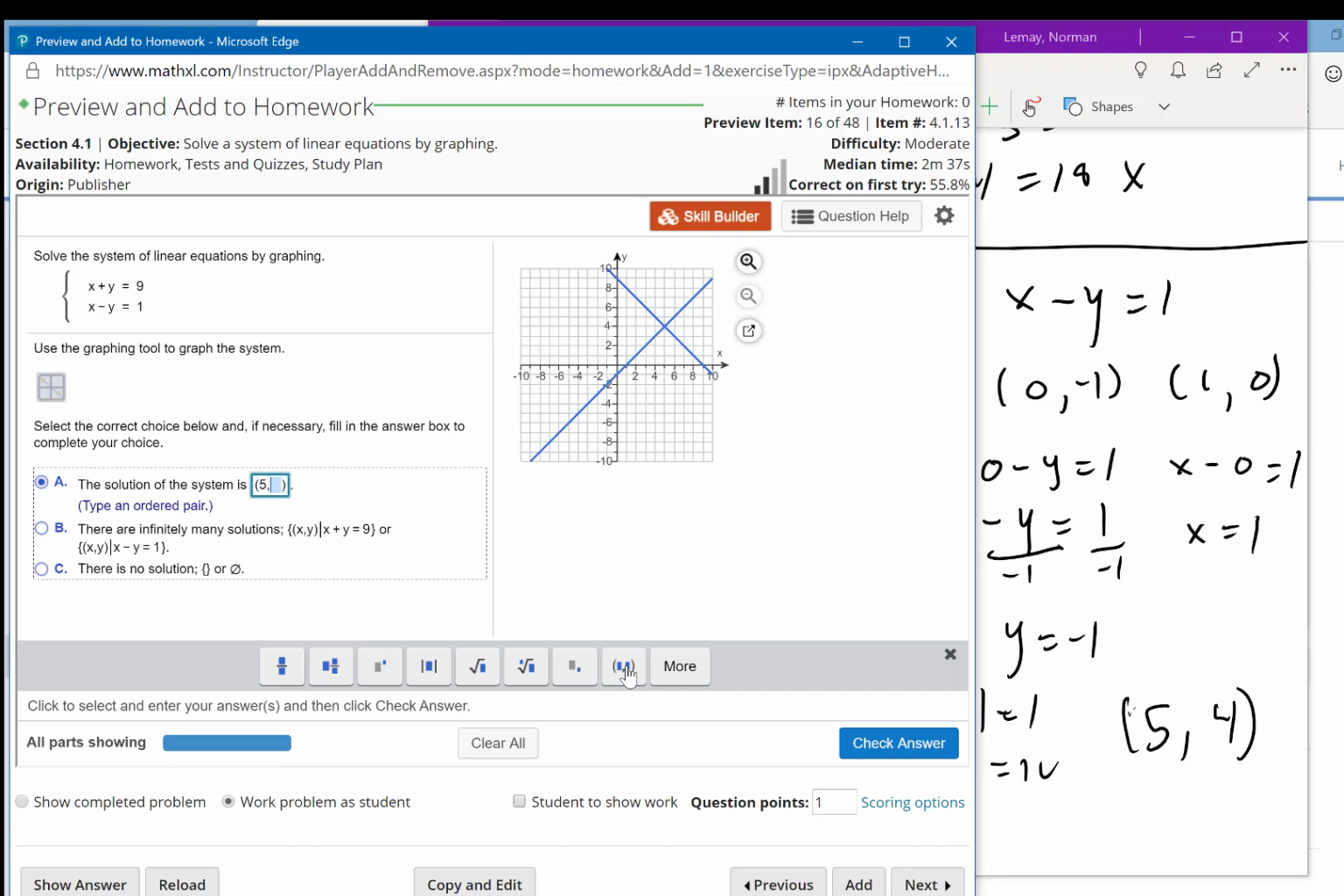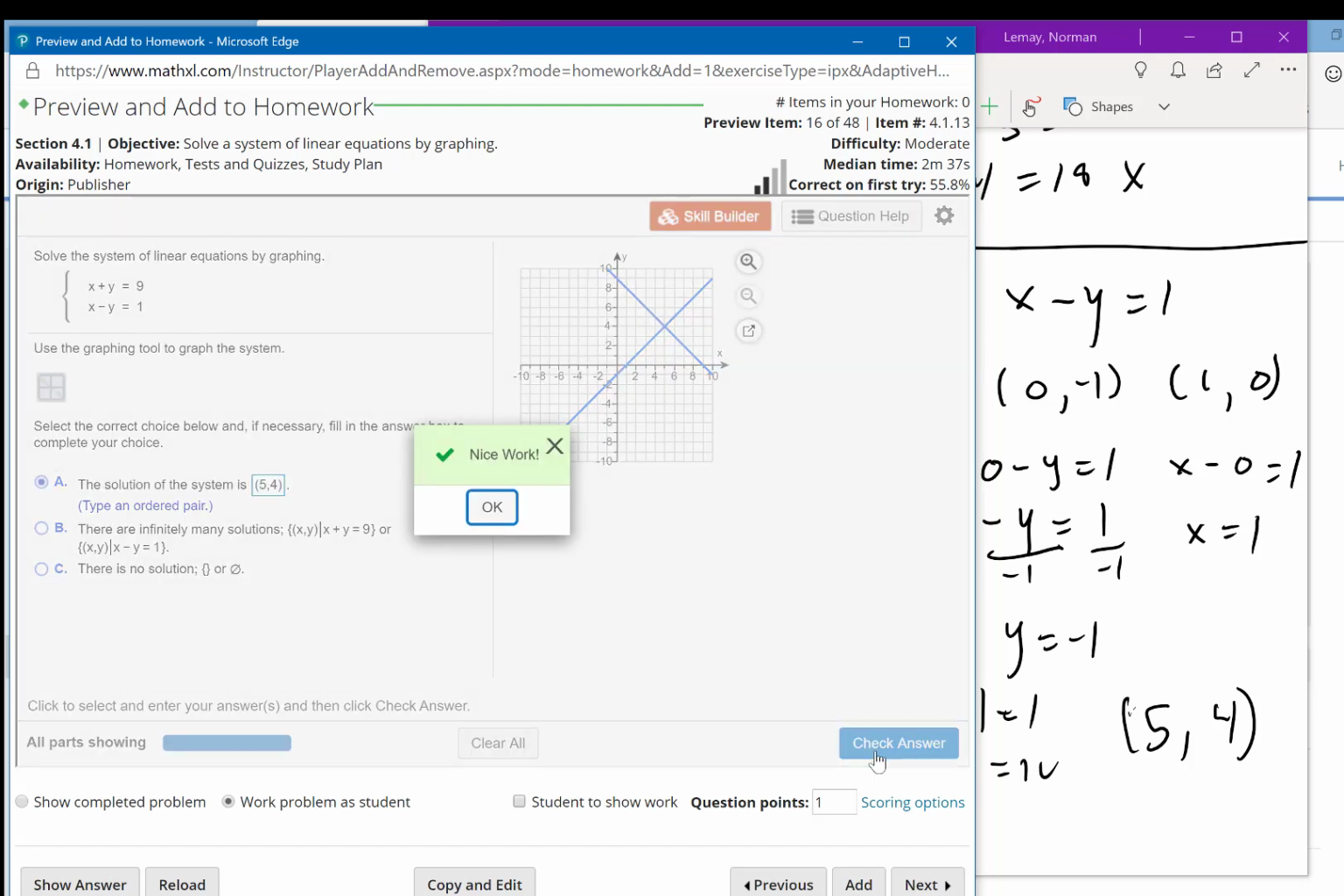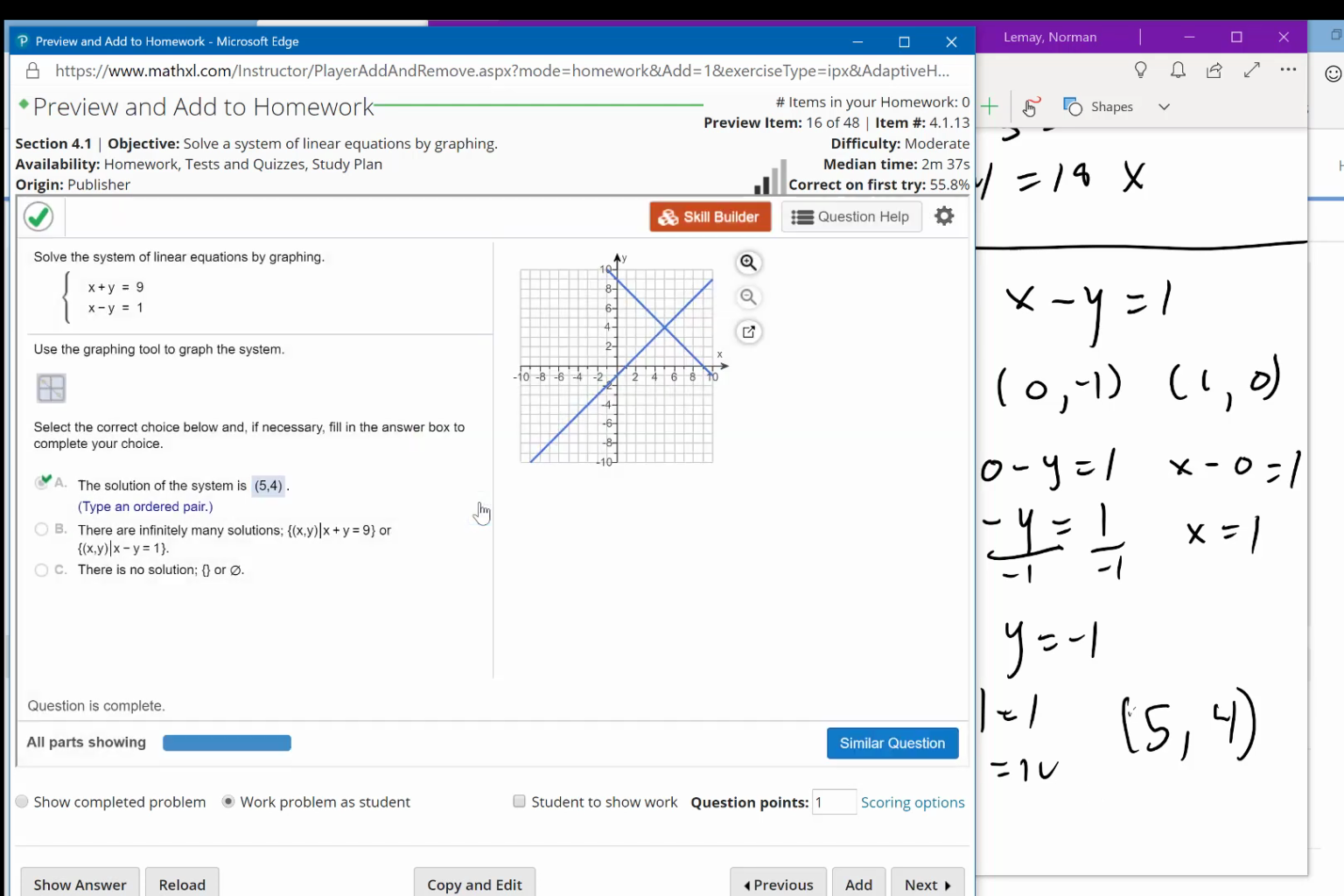Oops. Make sure we get it in the box. Here we go, 5, 4, and then check answer. All right, so we got it. So that's it.